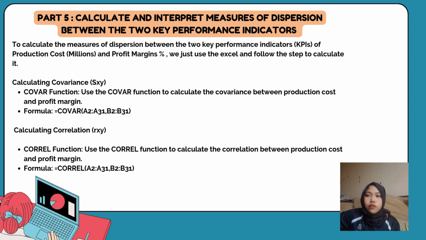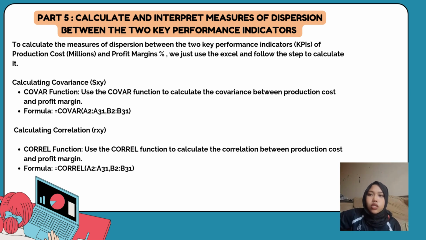So I use the formula equals COVARIANCE, and Excel will provide two arrays. For array 1, A2 colon A31, which is column Y for production cost, and array 2, B2 colon B31, which is column X, the profit margin.